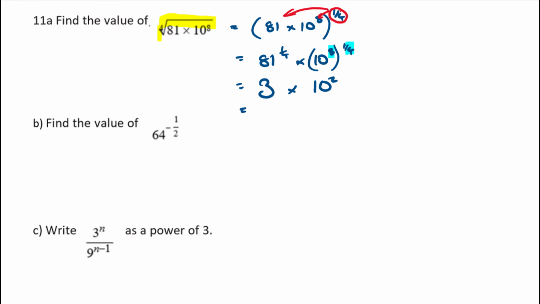3 times 10 to the 2. 10 to the 2 is 100. 3 times 100 is 300. So that's my answer, 300.